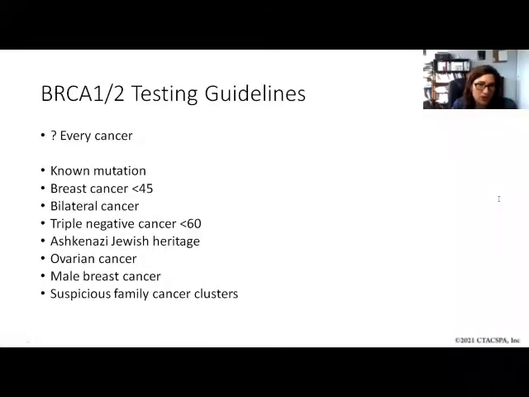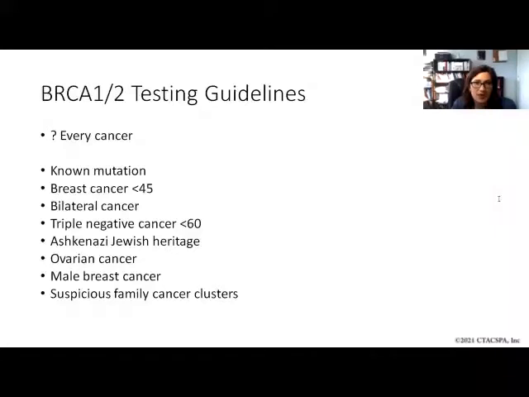So patients who have a known mutation in their family, patients who develop breast cancer early on, less than 45 years of age, patients who have bilateral breast cancer, patients who have a triple negative cancer, less than 60, because those are associated with the BRCA1 mutation, patients who have Ashkenazi Jewish heritage at any age, patients who have ovarian cancer or a family history of ovarian cancer, any male breast cancer or any family history of male breast cancer, and then suspicious family cancer clusters, as I described.